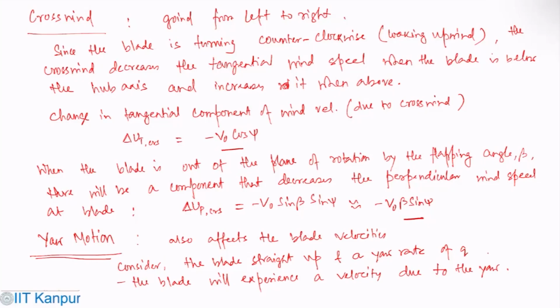Now, rotation of yaw, due to yaw rotation, which is q d_yaw, where d_yaw is the distance from the axis of tower to the center of the rotor.